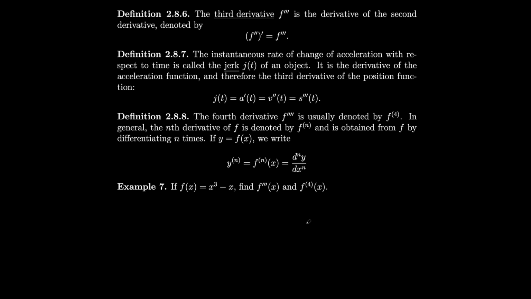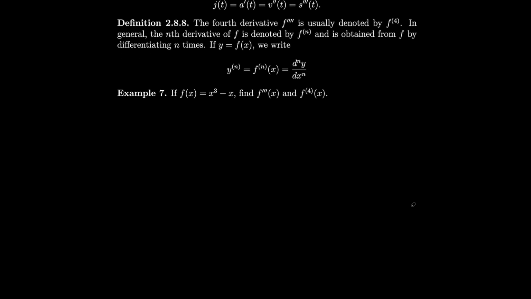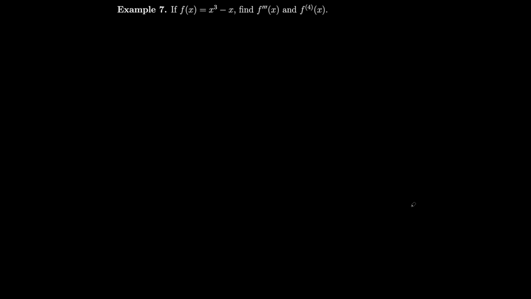Okay, let's do an example of finding a couple more derivatives. We just found the second derivative for this guy. So let's find the third derivative and the fourth derivative. Well, we already know that the second derivative is 6x. So if we were to graph that, which we did, then we know that y equals 6x is that straight line.